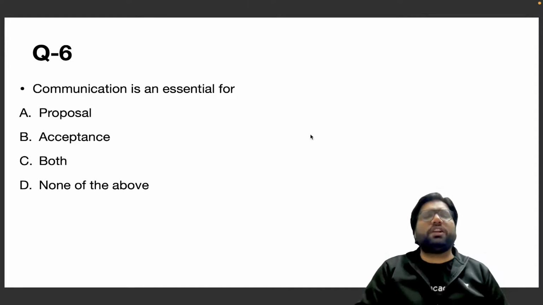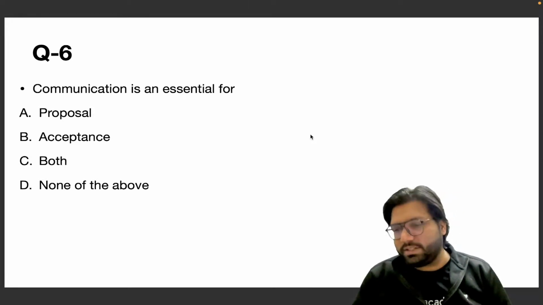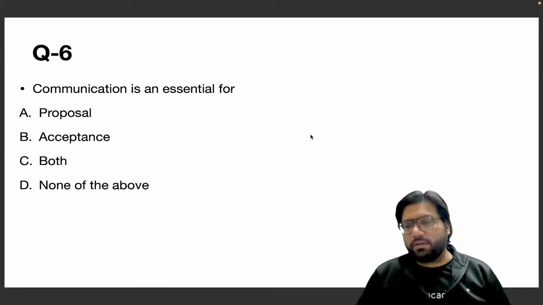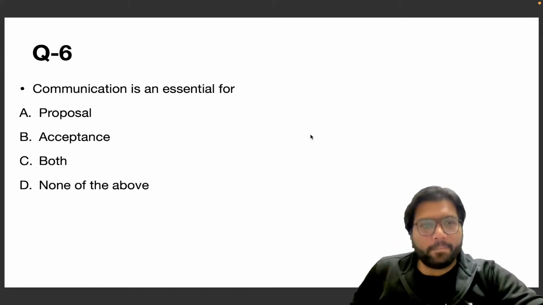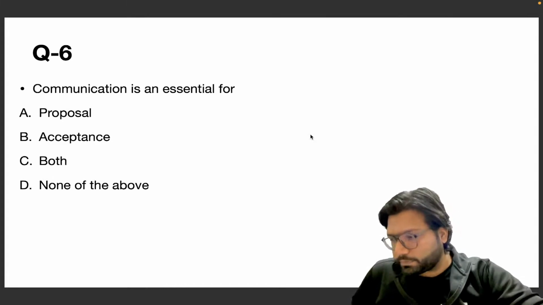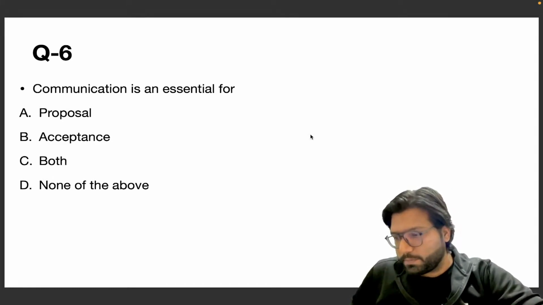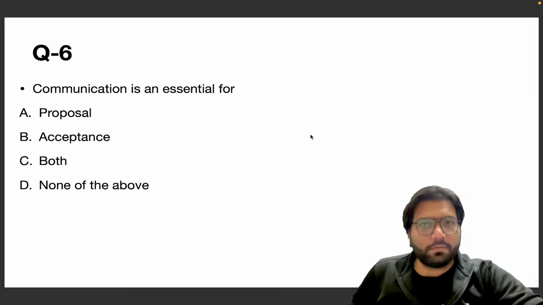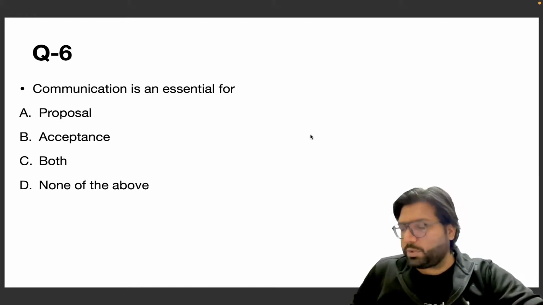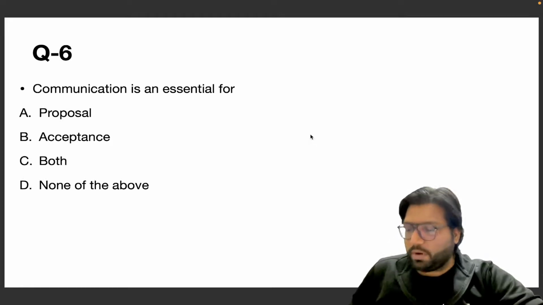Communication is essential for proposal, acceptance, both, none of the above. I guess these are the easiest ones, students. First one to answer correctly, Amit, followed by Kajal and Mosmi.